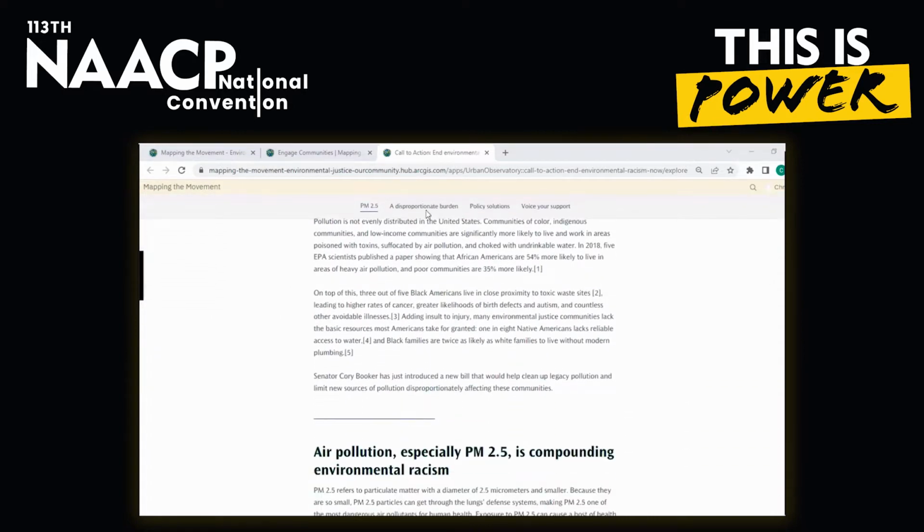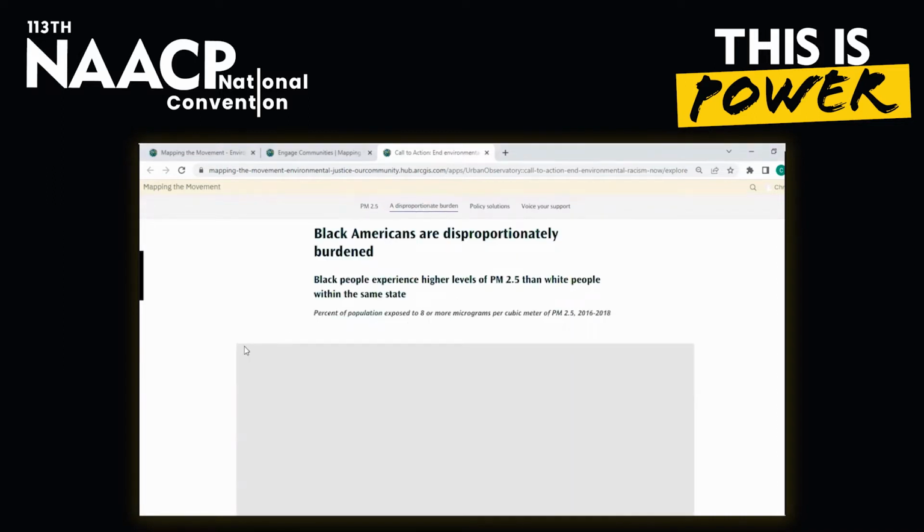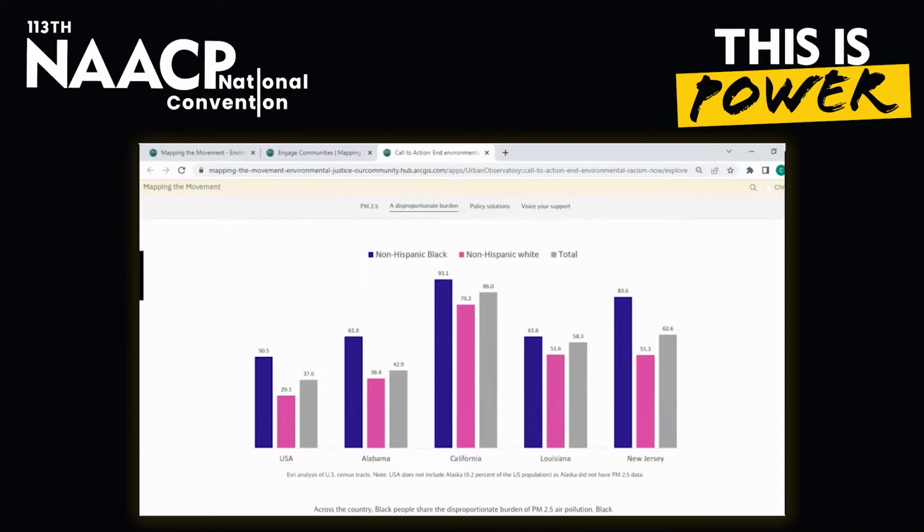So let's go to the disproportionate burden section and look at some cool examples. We'll start with this chart. The story uses powerful visuals and this chart shows the disproportionate burden of air pollution across the US for non-Hispanic, Black, or African-American people. This chart shows that non-Hispanic, Black, or African-American populations are experiencing higher levels of PM 2.5 than white people within the same state and across the US.